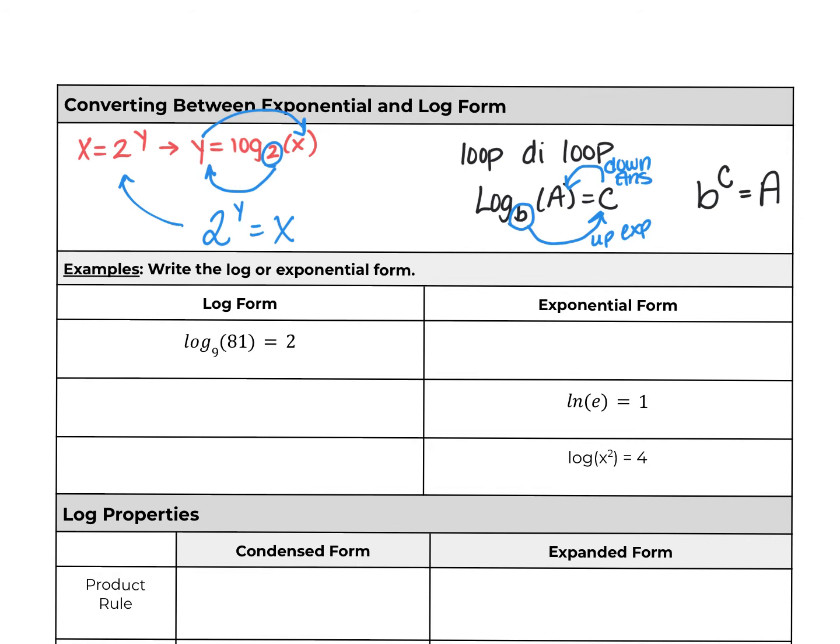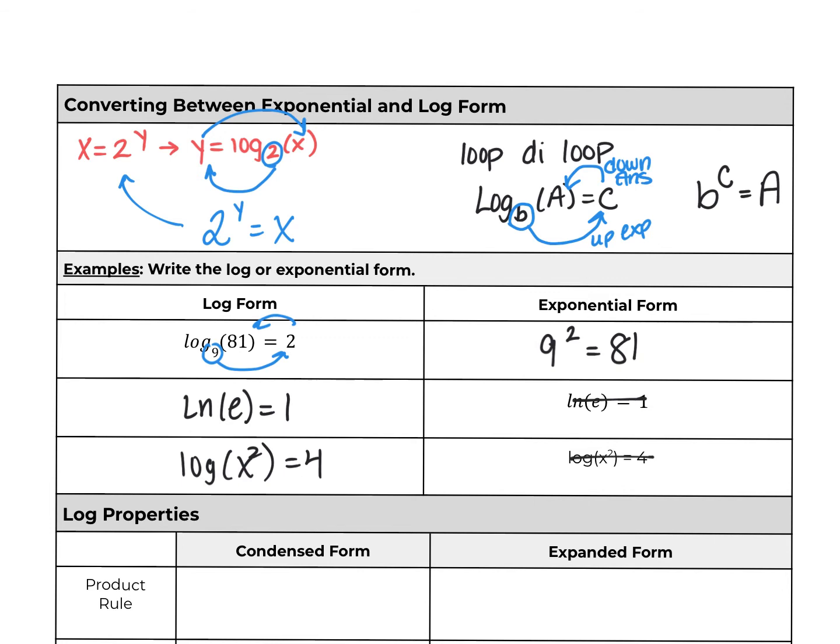So loop-de-loop. I'm going to do the first example with you. I want to take this log and change it into exponential form. So I start at the base, go up to the exponent, come back down to the answer. So this would be 9 squared equals 81. Now this one, I want you to go from exponential form to log form. But now I'm realizing these are log forms, so I'm sorry, that's a typo. We actually have to put ln of e equals 1 here, and log of x squared equals 4 here. And then we're going to change them to exponential form.